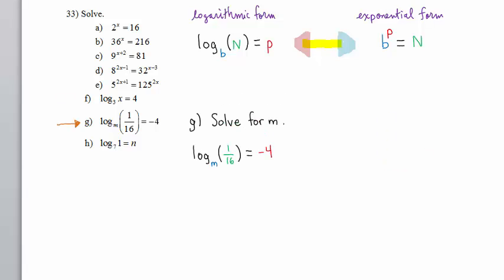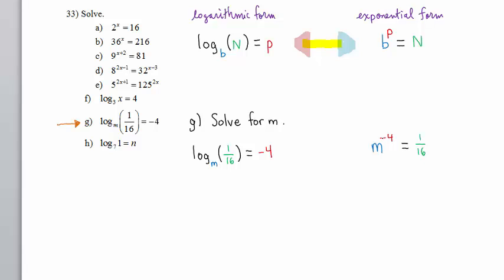In part G, we are going to solve for m. Again, we will take this logarithmic equation and convert it to exponential form. The base, b, is m, power p is negative 4, equals n, and n is 1/16. We have to figure out what m is, and you may know. But if you don't, here's how we might think about it.